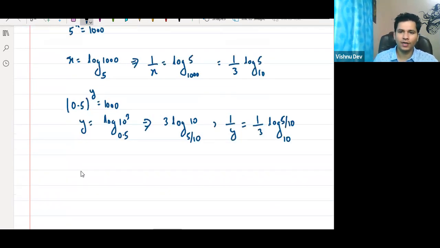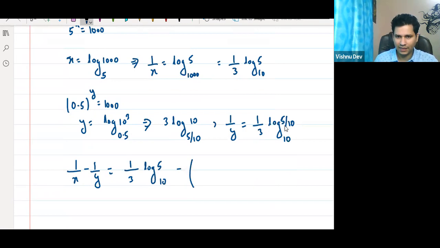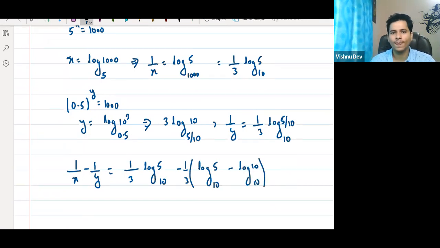We have to find 1 by x minus 1 by y. Yes or no? Which is 1 by 3 log 5 base 10 minus... What is log a by b? Tell me. It is log a minus log b. Yes or no? Anyone have any doubt in this? No, sir. No doubt.